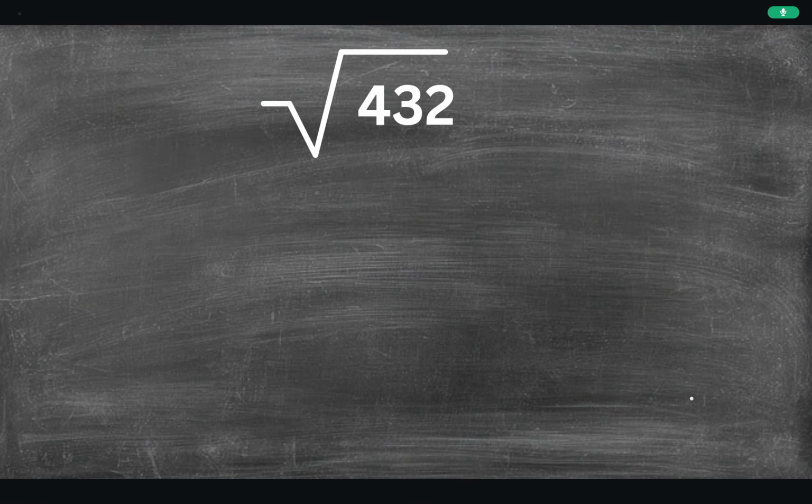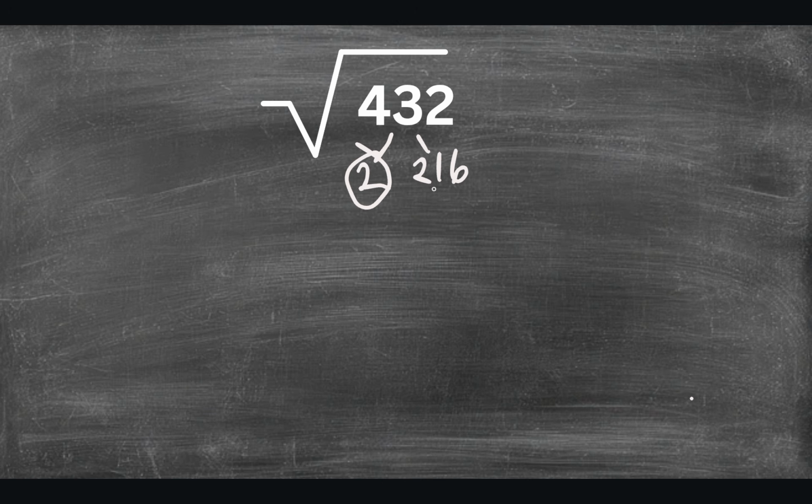How do you simplify square root 432? Well, let's begin with a factor tree because this will help us find all the prime numbers that make up 432. So let's begin with 2 times 216.